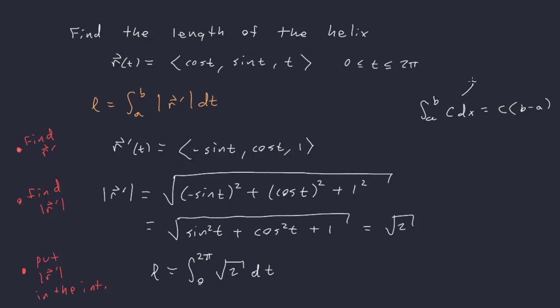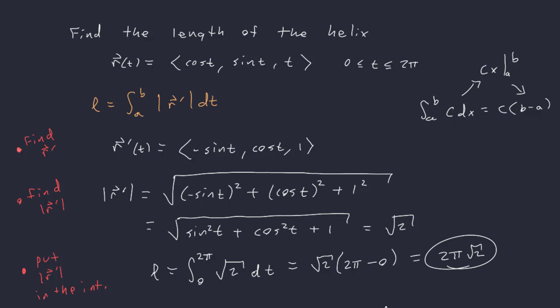Because what happens is it's just cx from a to b, which when you plug that in, you'll have c times b minus c times a. When you factor out the c, you just get c times b minus a. Okay? So this is just going to be the square root of 2 times 2 pi minus 0. So we'll get 2 pi root 2 as the length of this curve.